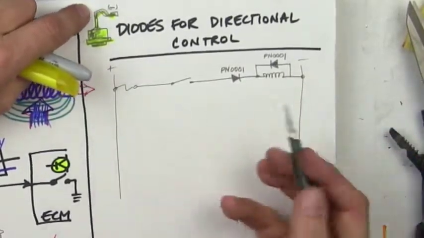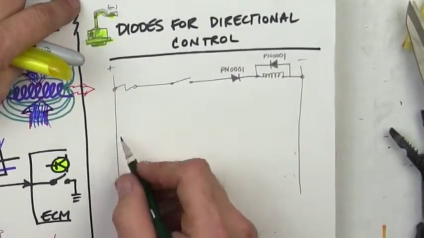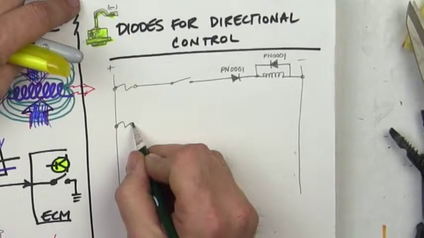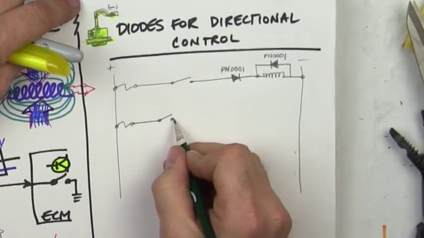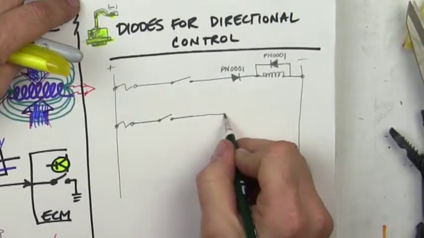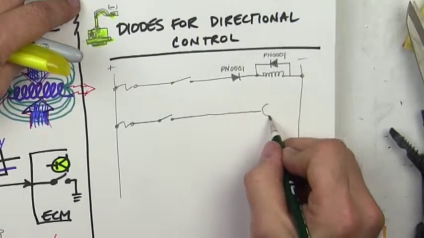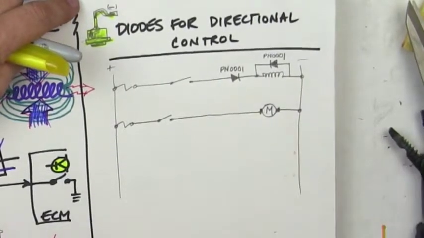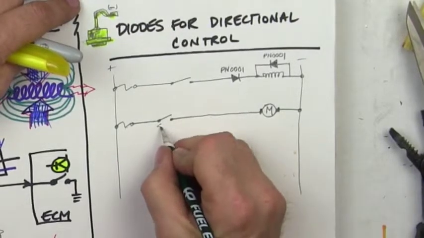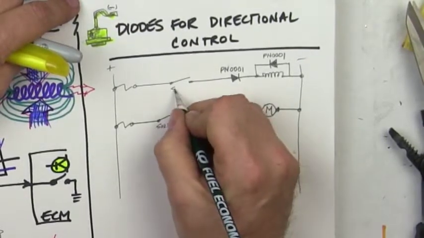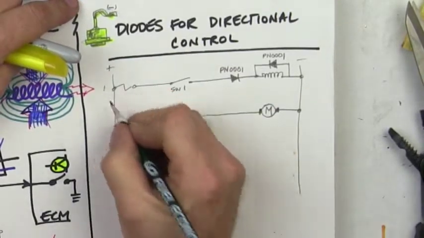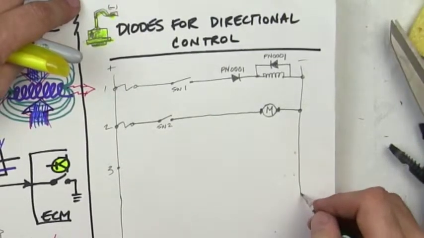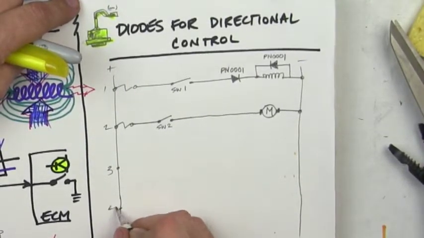Okay, so let me draw a couple of circuits for an illustration of directional control, and see if this makes sense. Okay, so there's a switch. All right, and then let's say that that's going to turn on a motor, just for the heck of it. Okay, we'll call this switch 2. We'll call this switch 1, simply because that's how the schematic would look. We'll call this line 1. We'll call this line 2. And we'll call this line 3, because that's how these schematics work. And we'll call this line 4.